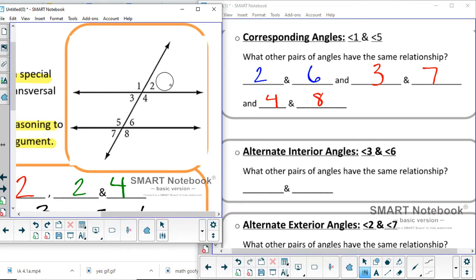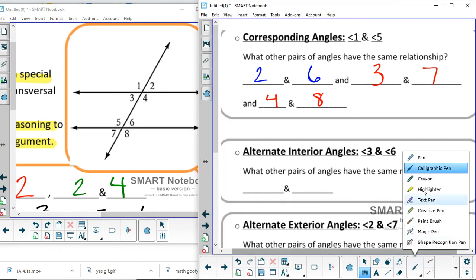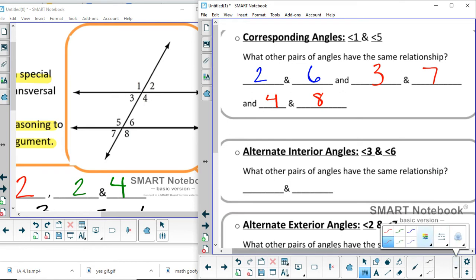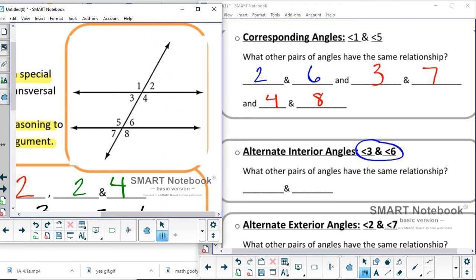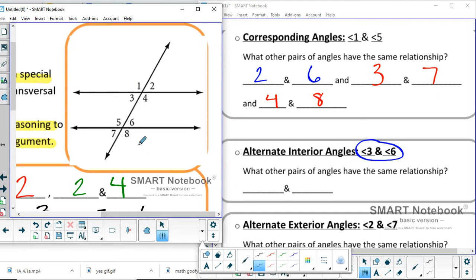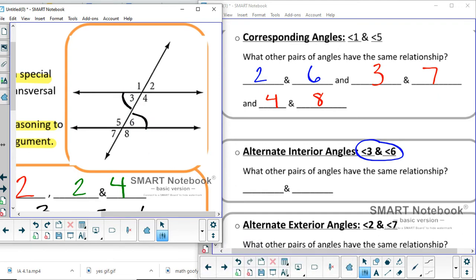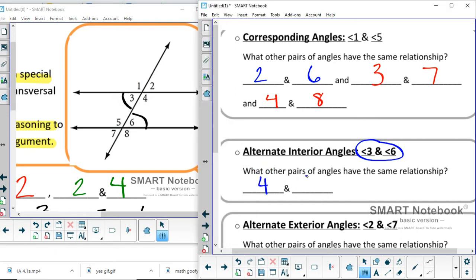All right, the next one we're going to look at is alternate interior angles. And alternate interior angles are the ones that are inside the two horizontal lines, but they're on opposite sides of the transversal. So here if I'm looking at 3 and 6, 3 and 6 over here are these two corners. So what would be another pair of alternate interior angles? 4 and 5.